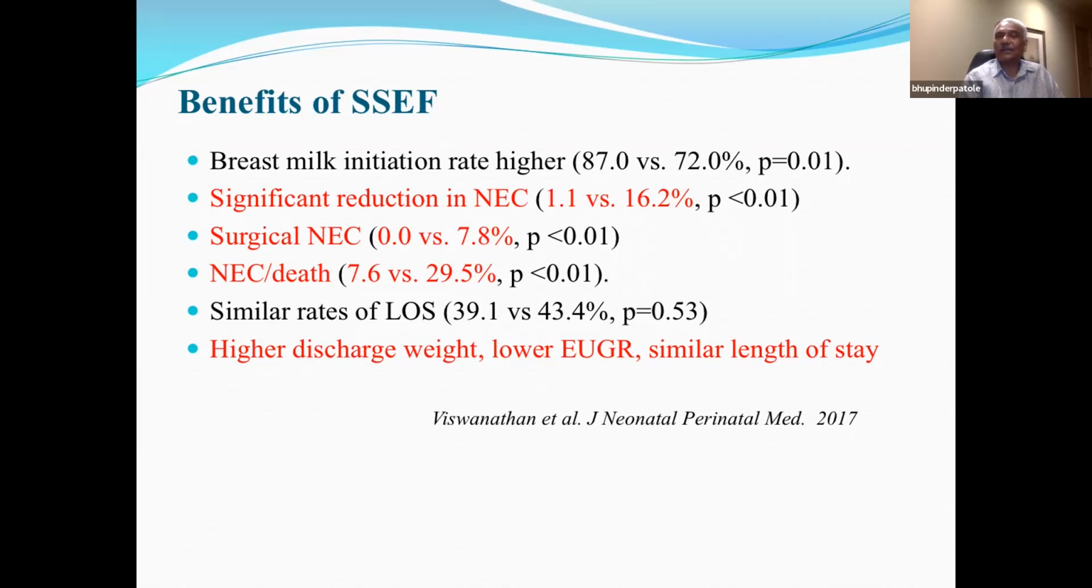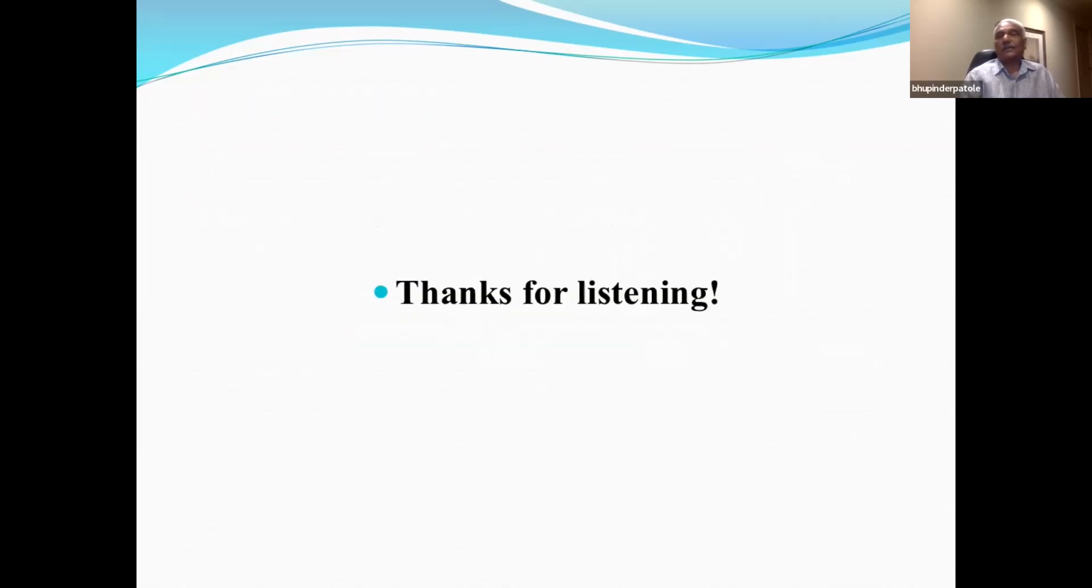And importantly, no increased risk of late onset sepsis, higher discharge weight, lower extrauterine growth restriction, and comparable length of stay. So this is one of the options, as you could say, basically no biotics at all. So I think that's where I'll take a break and happy to take any questions.